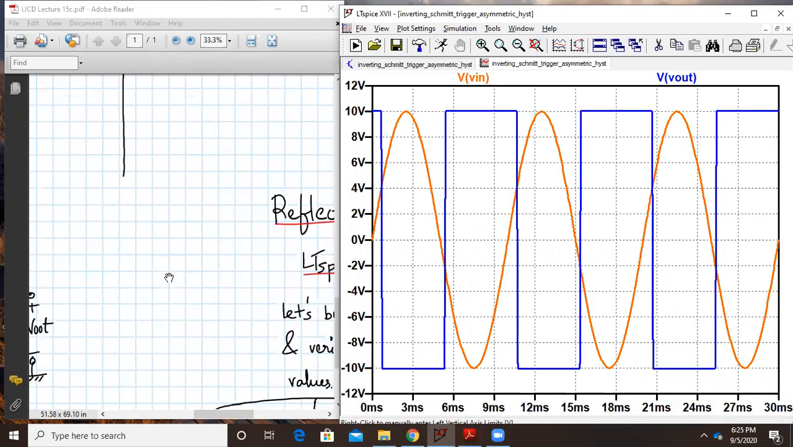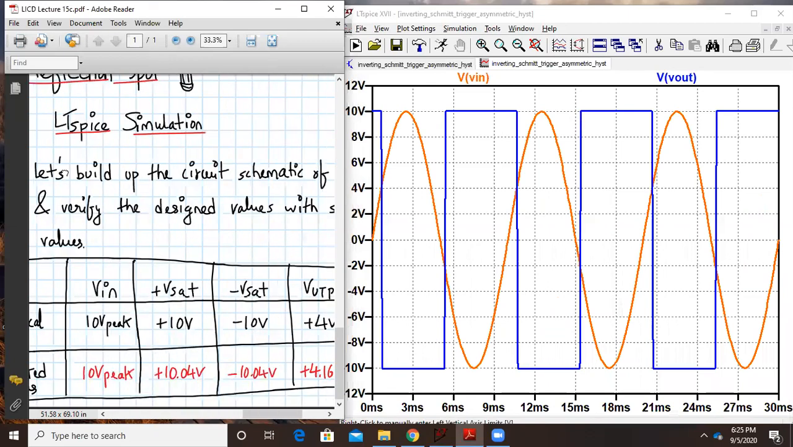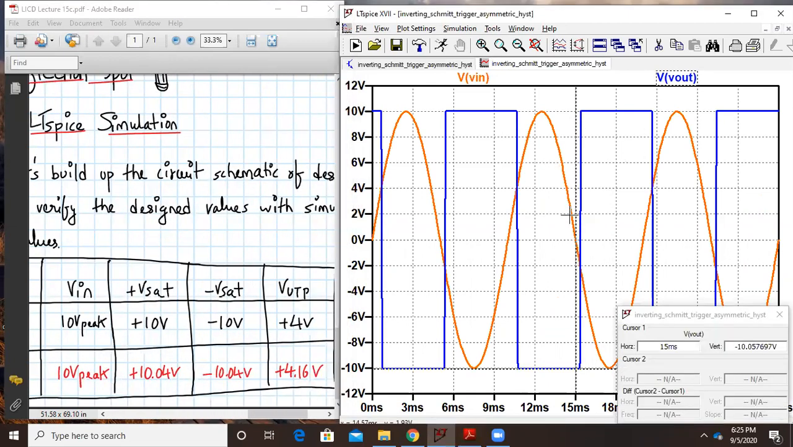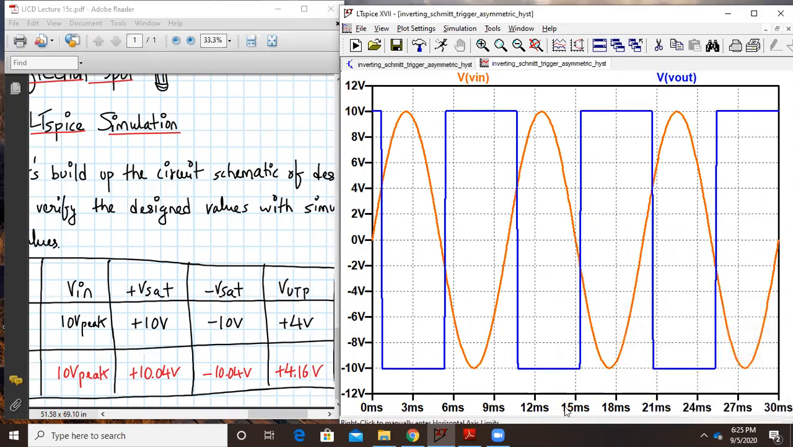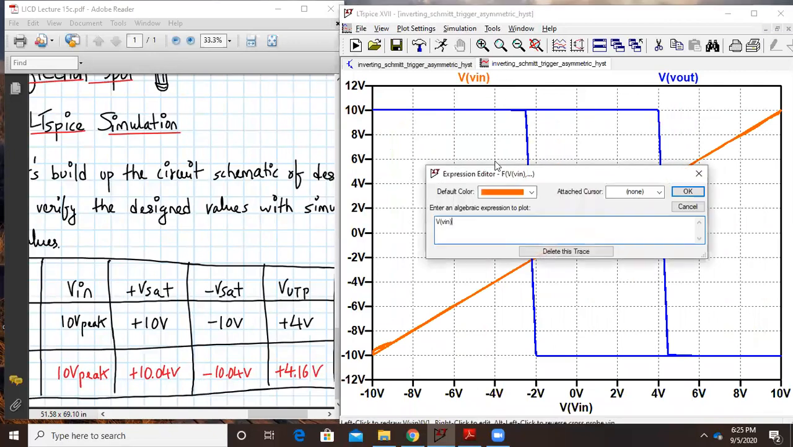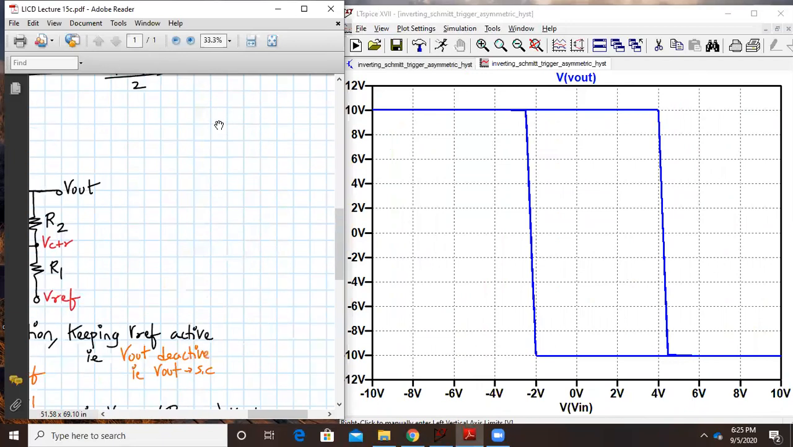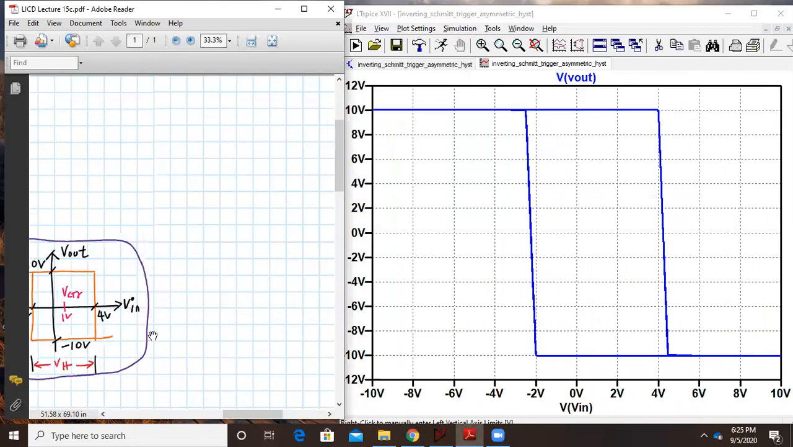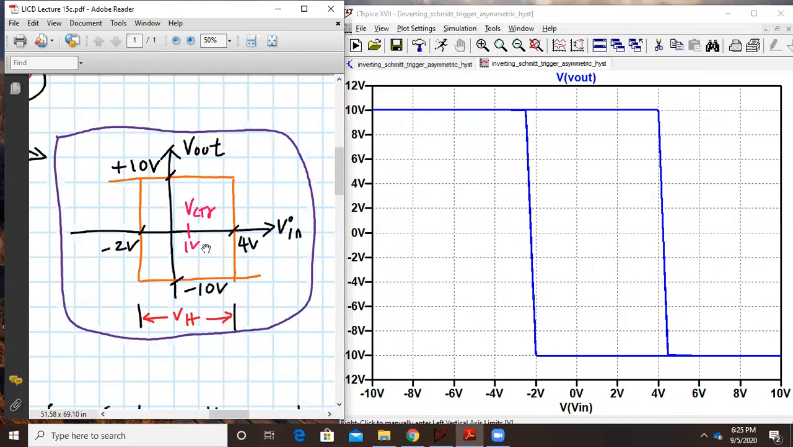Let us check the VSAT value, plus or minus VSAT. Let me take the cursor over here. The VSAT value is around 10.04, and on the negative side, minus VSAT is minus 10.04. So it's perfectly fine. Now let us check the hysteresis curve. I'll right click over here and change the axis to Vin, and here is my hysteresis curve. Initially we drew the hysteresis curve to explain the justification of our design. As you can see, it's perfectly fine. This is 10 volts, this is minus 10 volts, and we are getting close to minus 2 and plus 4. So my hysteresis voltage is also around 6 volts.